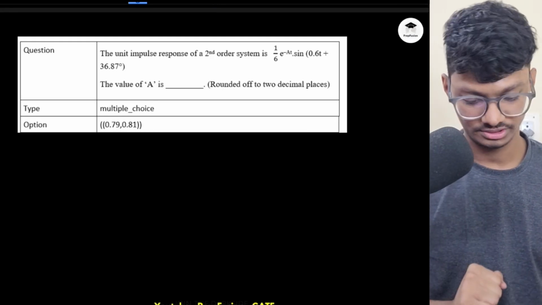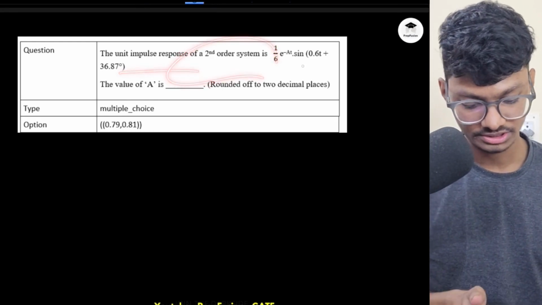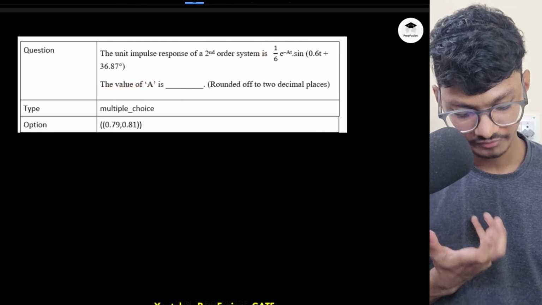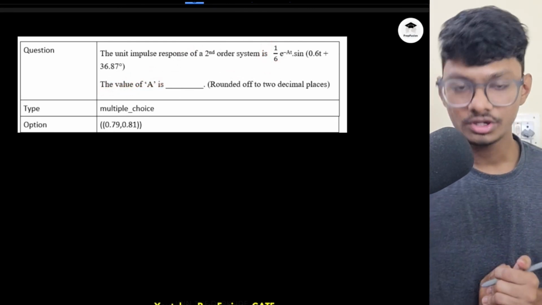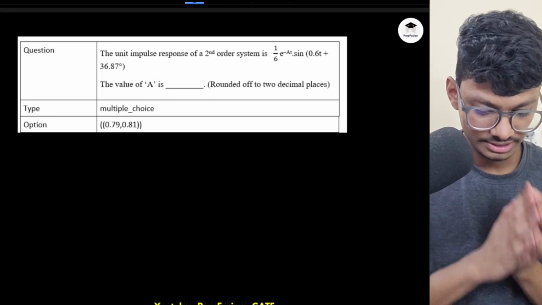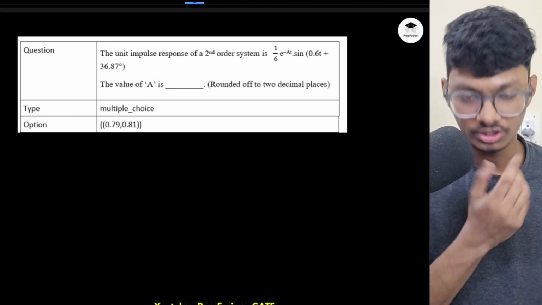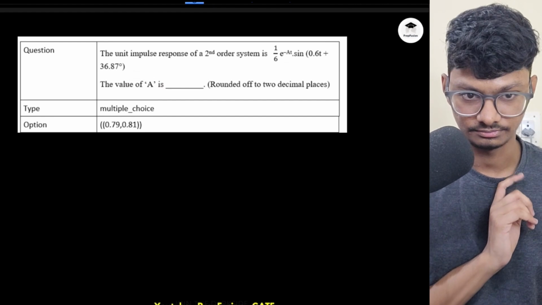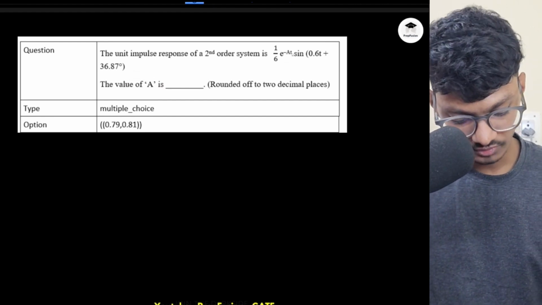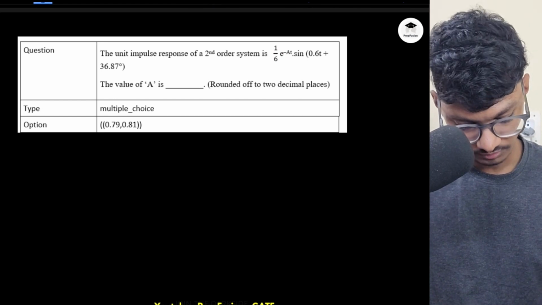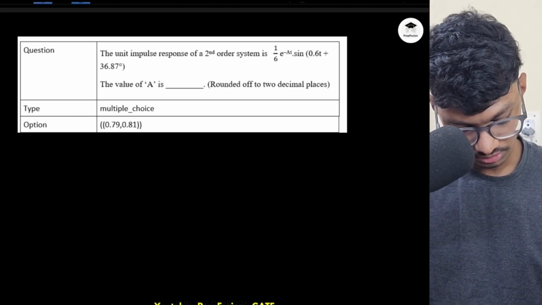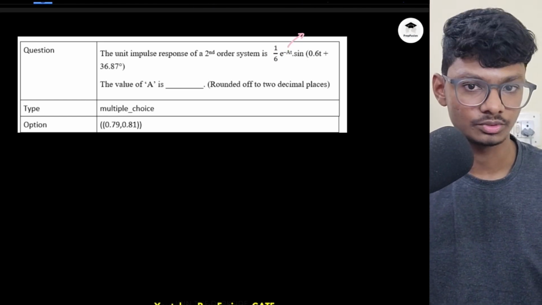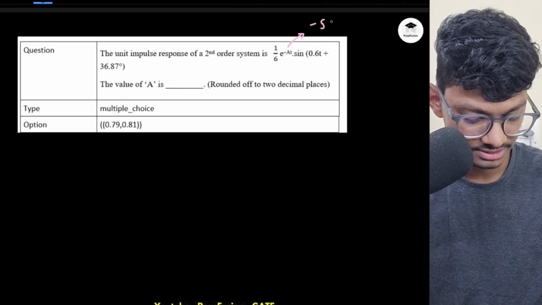Let's solve this question. The unit impulse response of a second order system is given like this. We have to find out the value of A. So you should always remember the standard unit step and unit impulse response of a second order system. Whenever there was an exponential term, this term used to come with some exponential. What is it? It is basically minus zeta omega n.